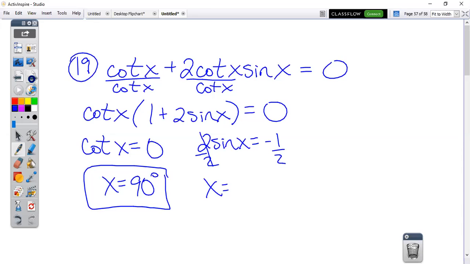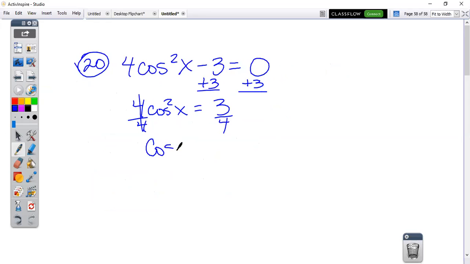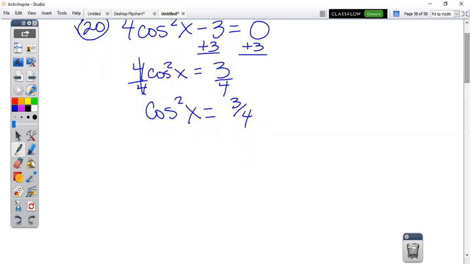All right, last one. 20. First step is what? Add 3. Four cosine squared x equals 3. What next? Divide by 4. Cosine squared of x equals 3/4. And my last step. Take the square root. To get rid of the square, you take the square root.